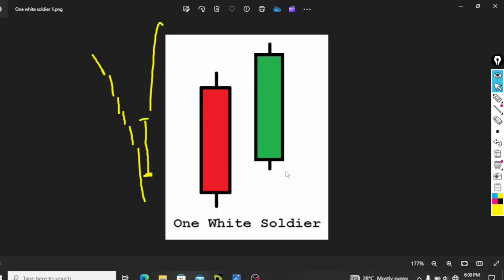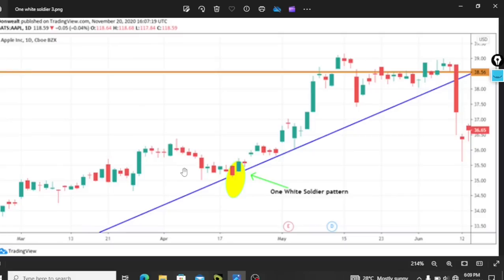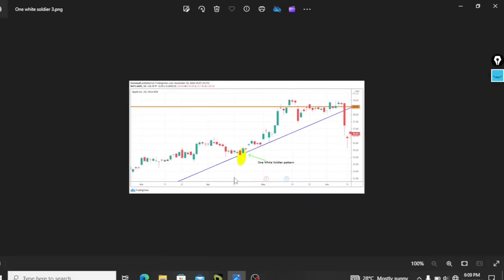All right. Let's see one white soldier in a chart. Look at this chart. Take note of this chart very well.